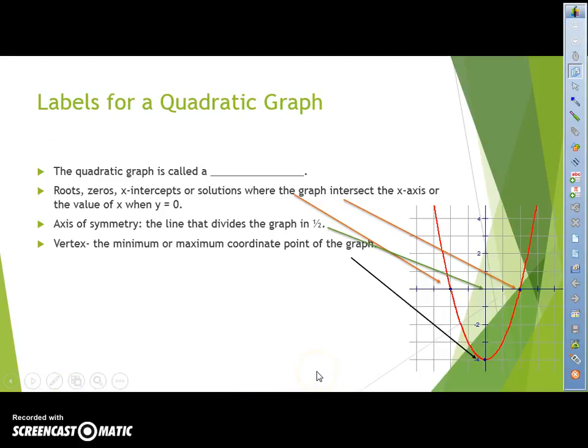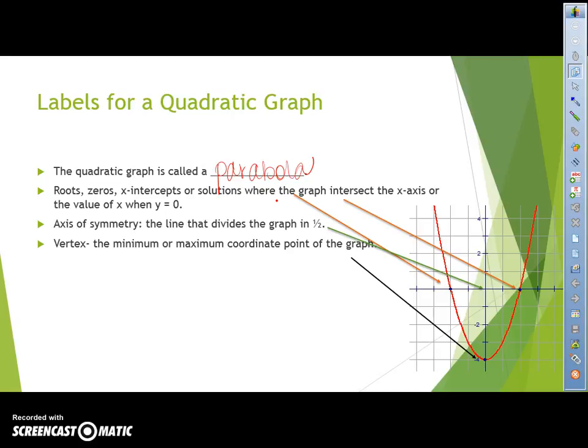So here's a look at what the graph of a quadratic equation looks like. The graph is called a parabola, and the roots, zeros, x-intercepts, or solutions are where the graph intersects the x-axis, or the value of x whenever y is equal to 0. All of those names are interchangeable, so you will see them multiple times written in different ways.